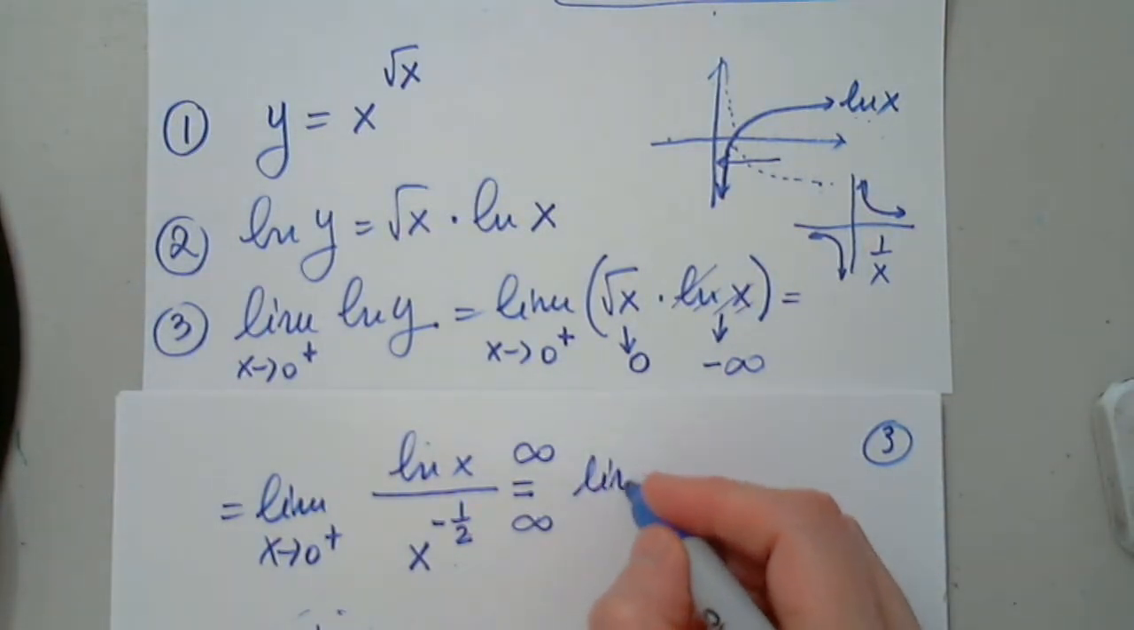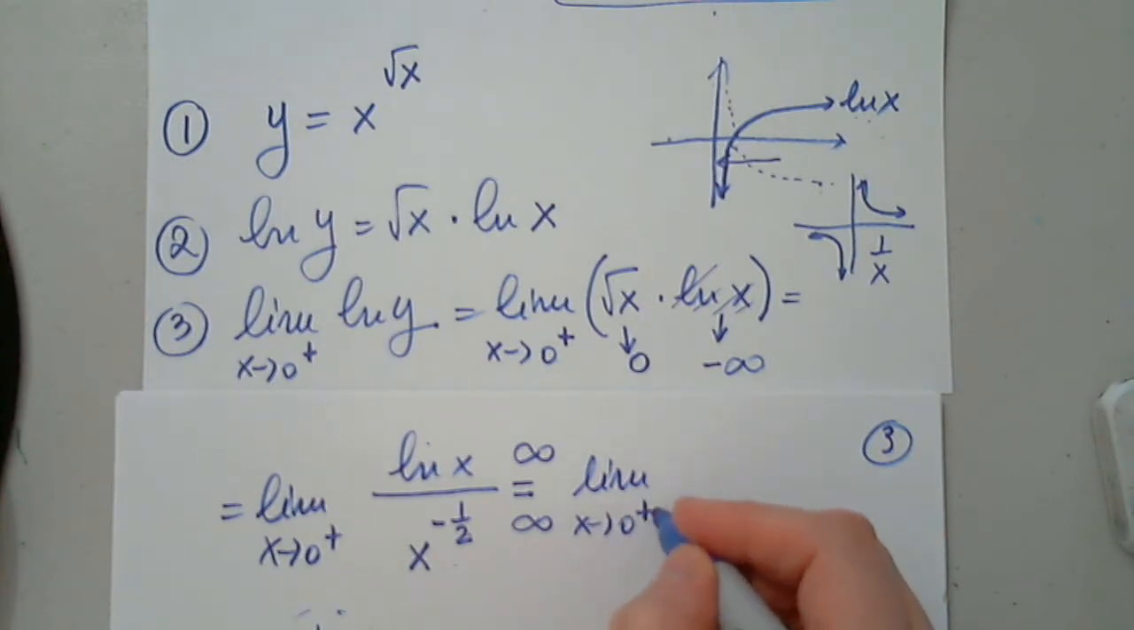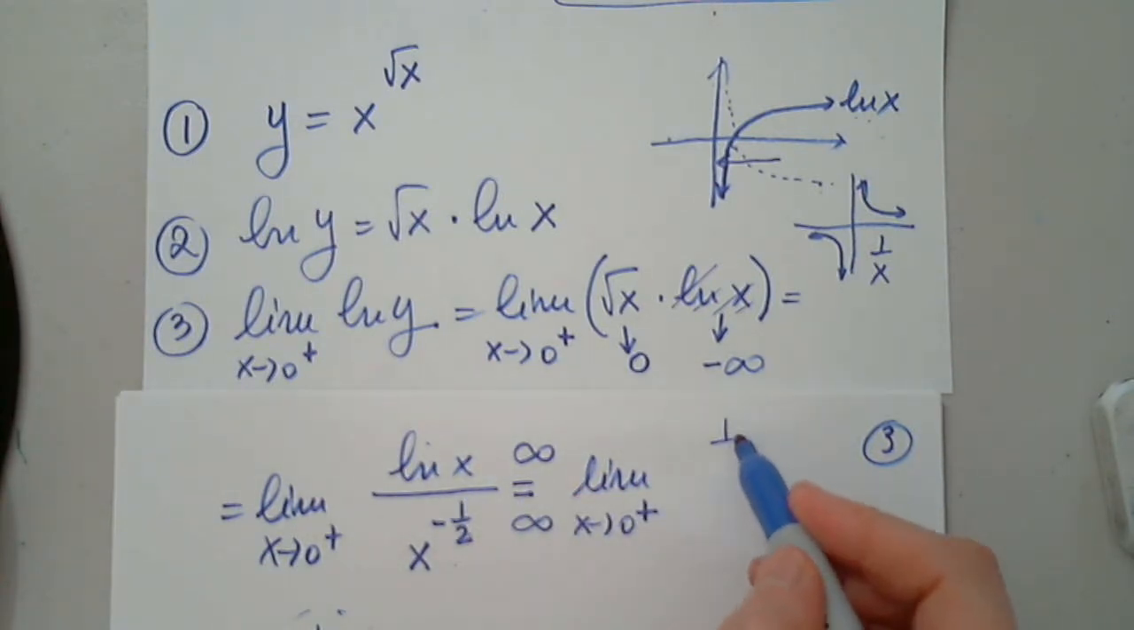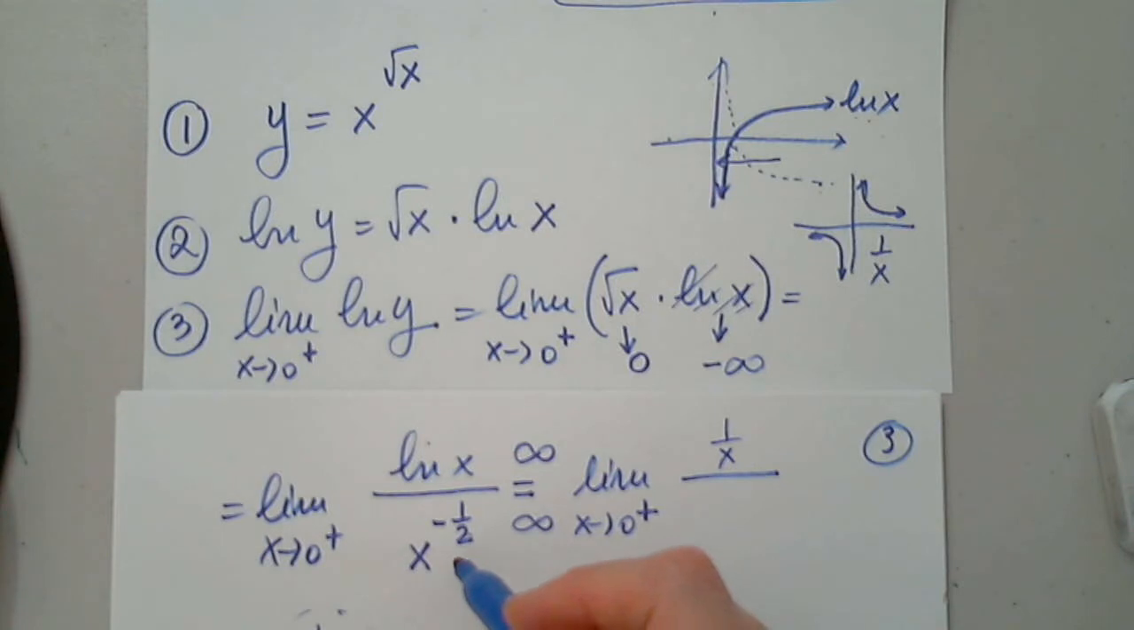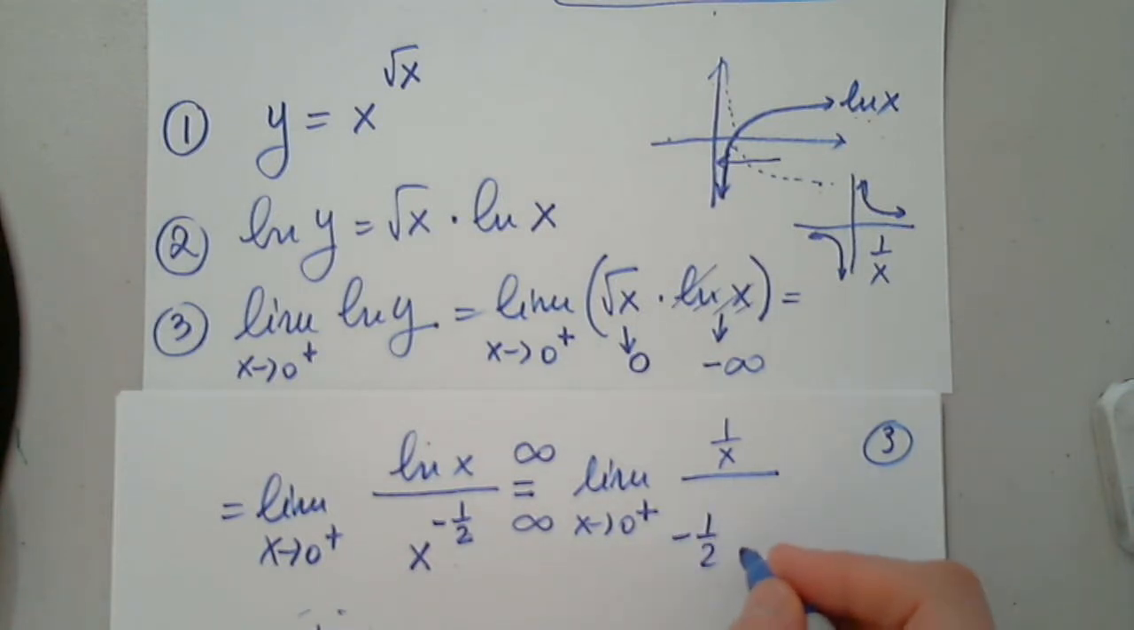So I have the limit as x approaches 0 from the right. The top is 1 over x, and the denominator is ugly, but it's not going to be a problem. In a moment, you'll see. So x to negative 3/2. We continue.